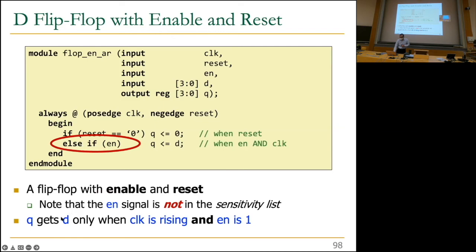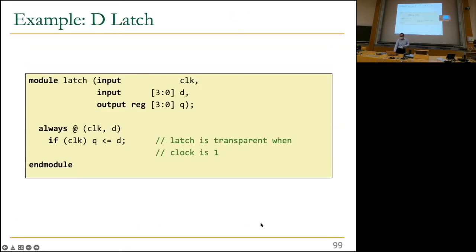Okay, I think I already covered this. You can read this as Q gets D only when clock is running and enable is 1. So contrast this with a D latch. You can also have D latches or latches in Verilog, and this is one way of describing the D latch. Again, it's very simple.